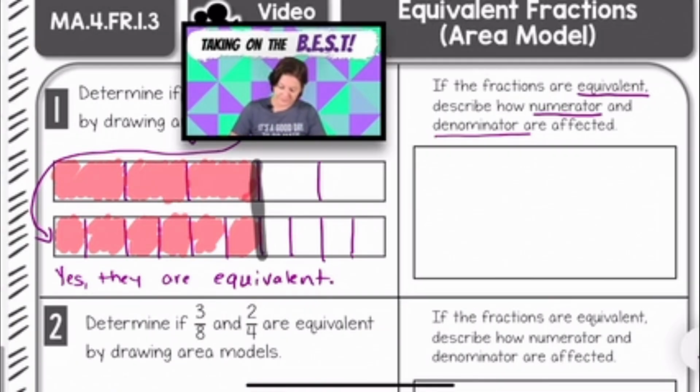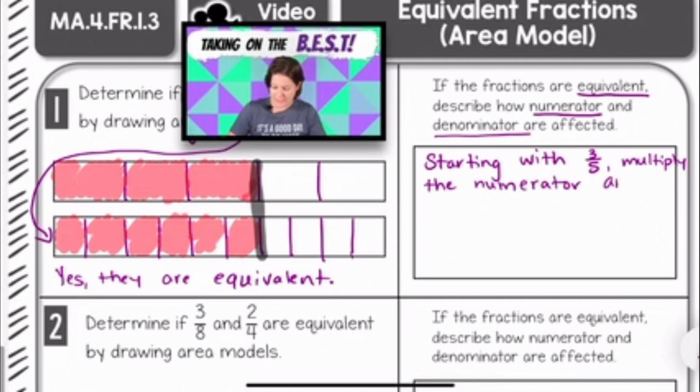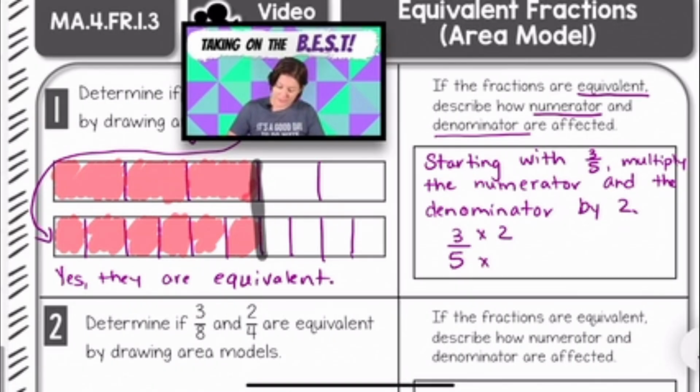So let me show you what I mean here. So we can say starting with 3/5, multiply the numerator, that's the top number in a fraction, and the denominator, that's the bottom number in the fraction, by 2. Like this, we took 3/5, if we multiply the numerator by 2, and we multiply the denominator by 2, we're going to get that equivalent fraction of 3 times 2 is 6, and 5 times 2 is what?